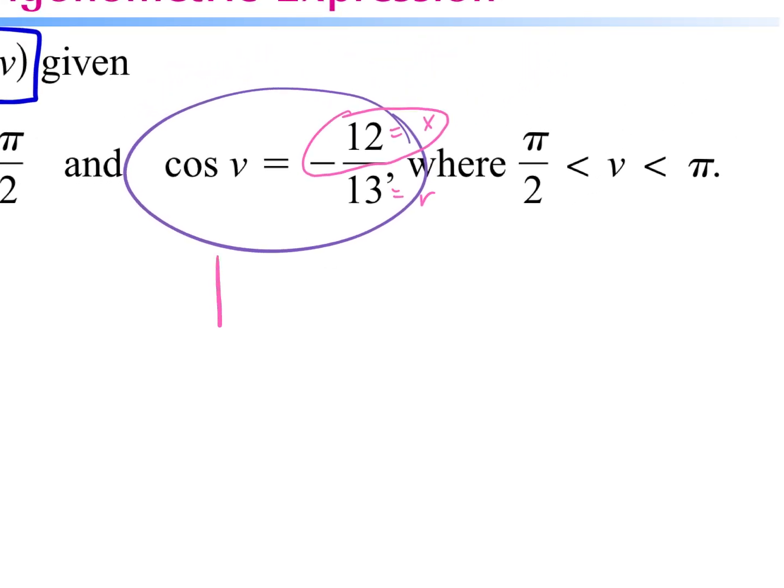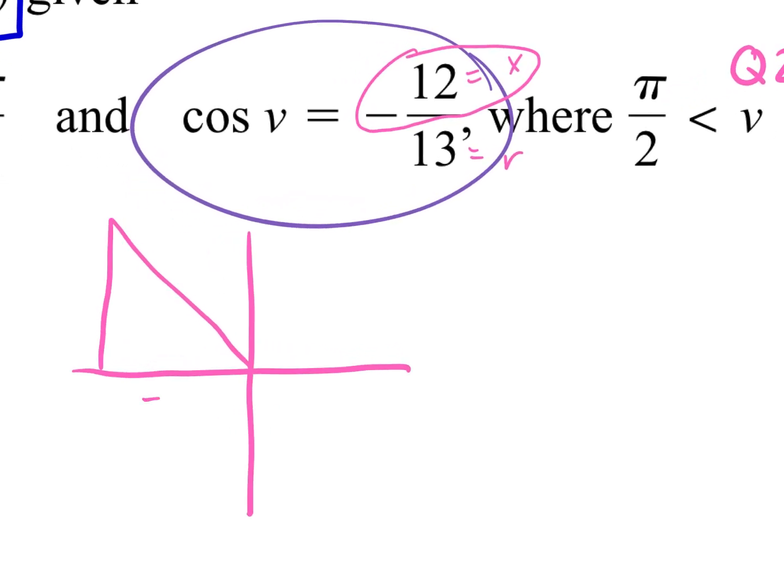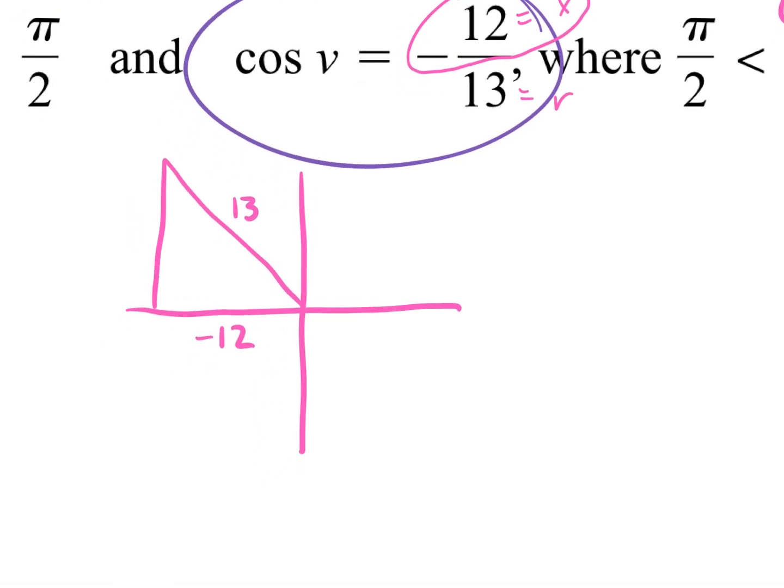And which quadrant am I in? The second quadrant. This tells us we're in quadrant 2. So my triangle is going to be over here. So my x value is negative 12. Why did I put it down here and not up here? Because this is our x-axis. So put it on the x-axis, and my radius, or the hypotenuse of my triangle, is 13. How do I find y? Pythagorean theorem. So I have negative 12 squared plus y squared is equal to 13 squared.